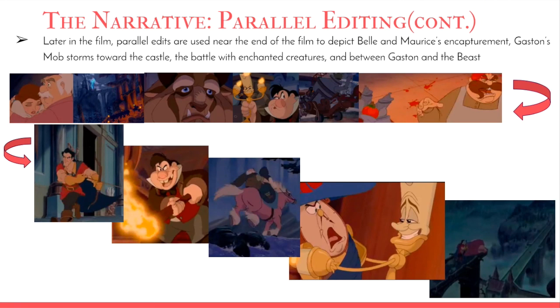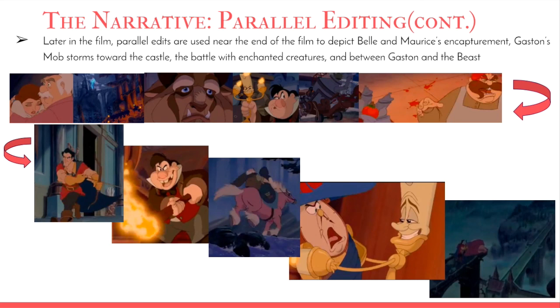Another example of parallel editing, an even better example, is near the end of the film, where the mob storms the castle. So first off, at the first line, you have Belle and Maurice locked in their house, and then the mob, as in the second picture, storming the castle.